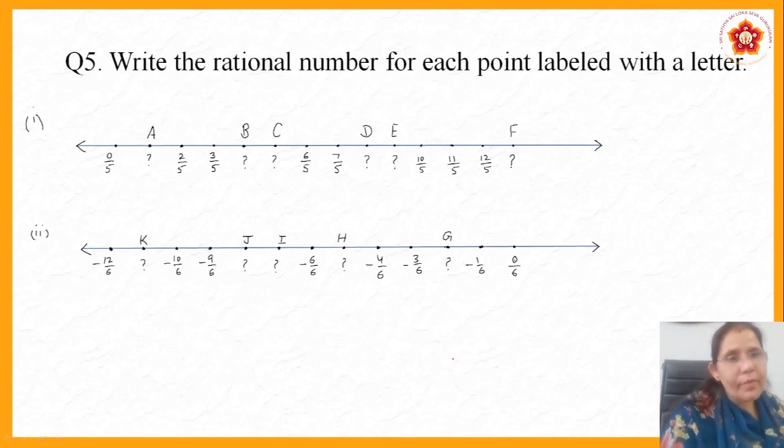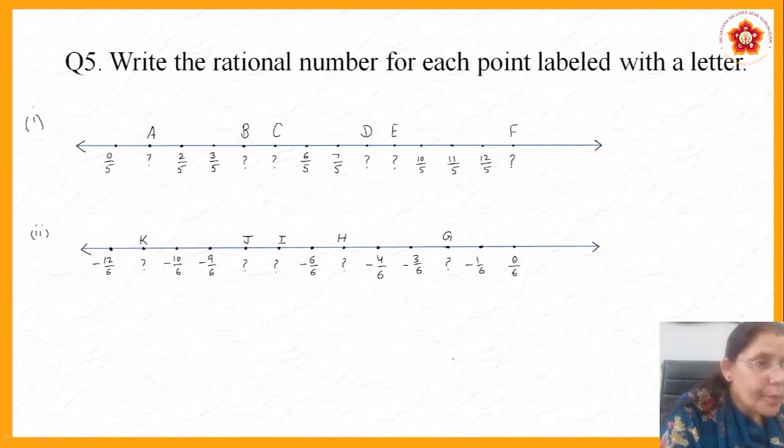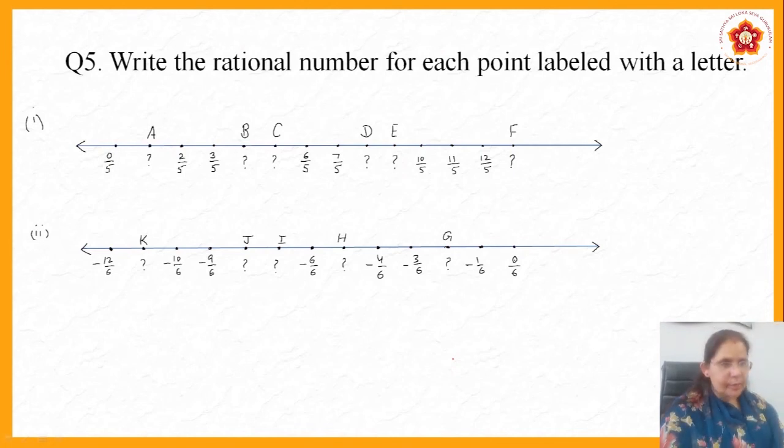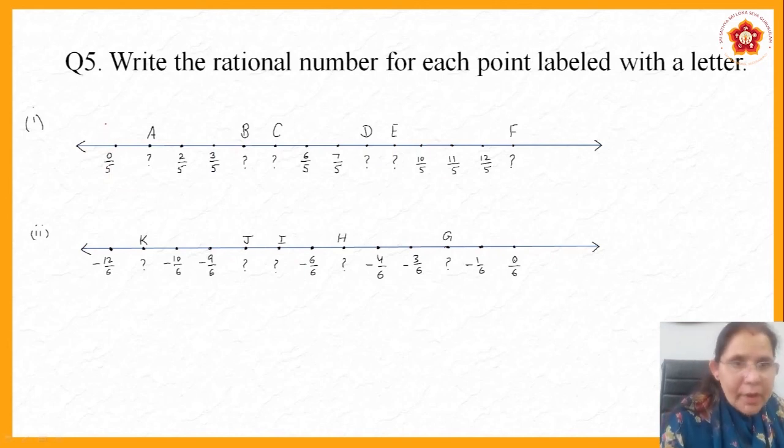Now in question number 5, you are given some rational numbers. Number line is there on which the rational numbers are marked, and you have to write the rational number for each point labeled with a letter. So just see, the first one is 0 by 5. 0 by 5 is 0 only. 0 divided by any number gives you 0.